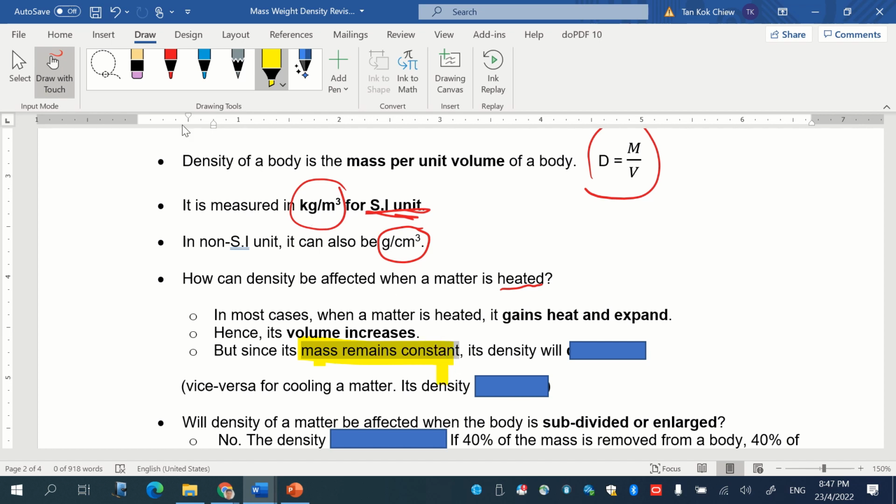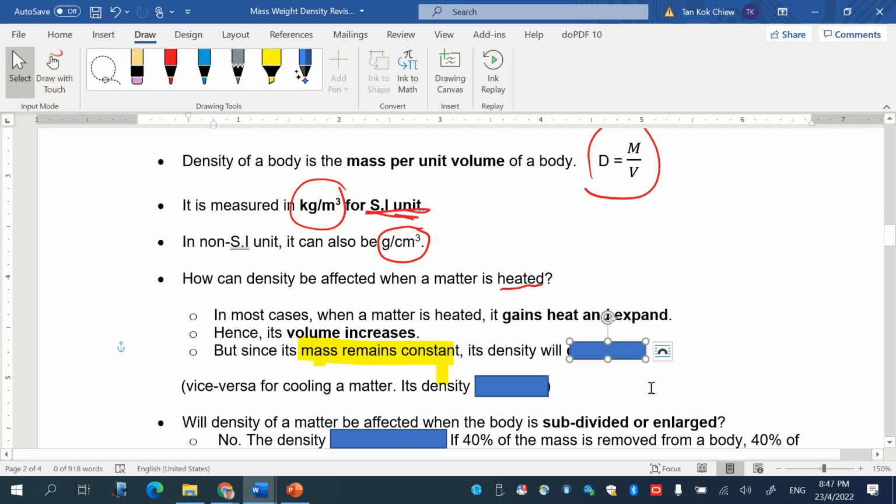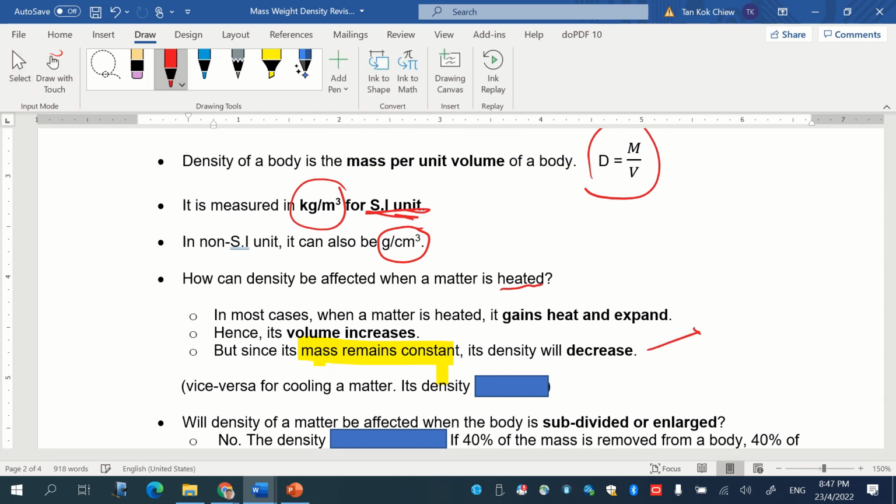Because of that, density decreases based on this formula: density equals mass over volume, right? If my volume keeps increasing, that means this number gets bigger and bigger, but this one stays the same all the time. The same number divided by a bigger and bigger value, what will happen to your density? Your density will decrease, becoming smaller and smaller, because you're dividing the same mass by a bigger and bigger value as you heat it.